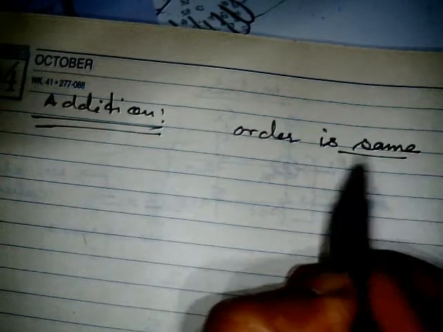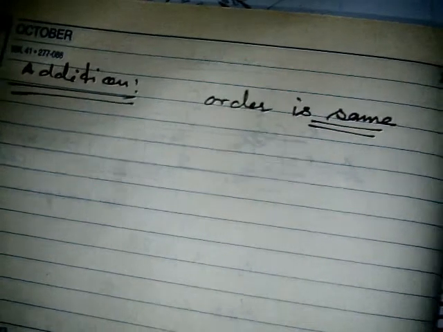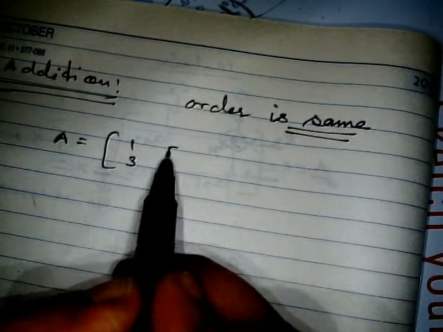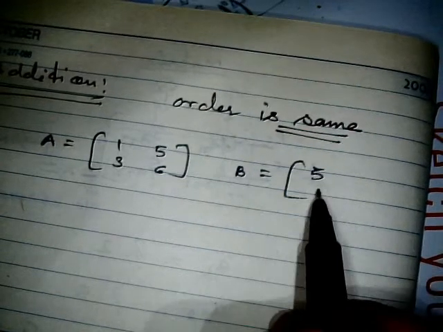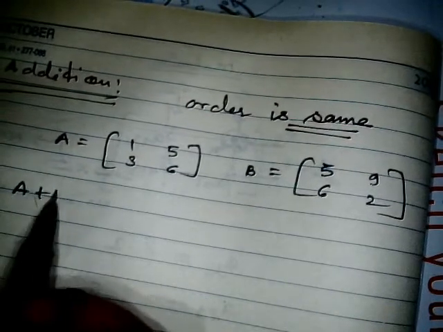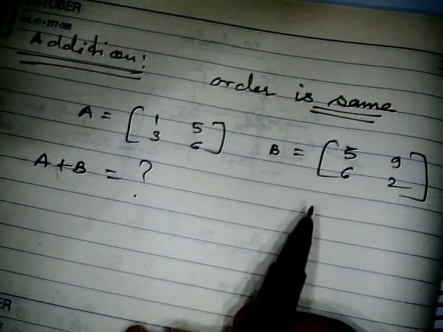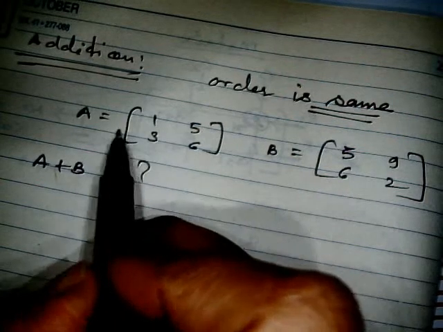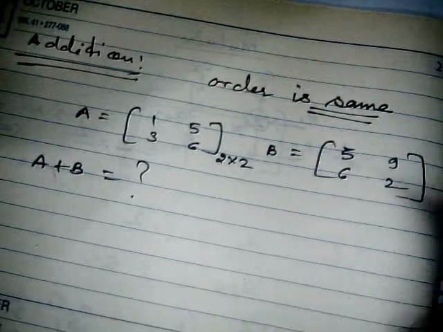Like suppose for example A is given 1, 3, 5 and 6, and another matrix B is given 5, 6, 9, 2. Now the question is you need to find A plus B. So the two matrices I need to add. Before adding, I need to write the order over here. This is one row, second row, so this matrix order is going to be 2 by 2. Now this matrix order is also 2 by 2. So if the order is same, then we can add the matrix, otherwise not. So I am going to add.